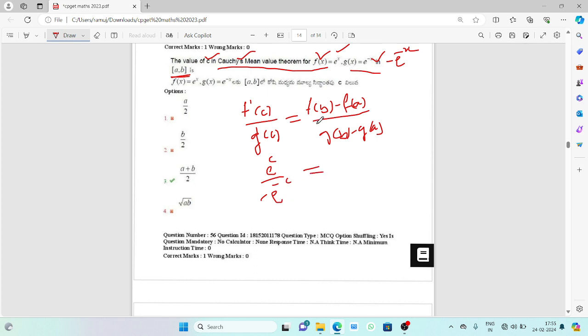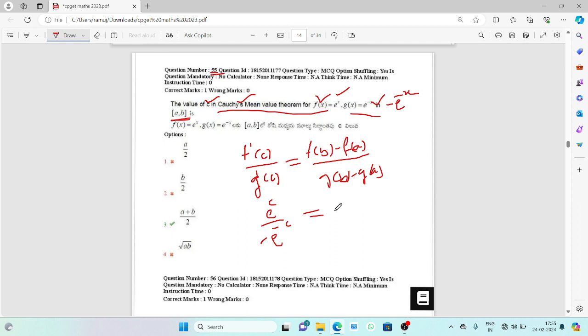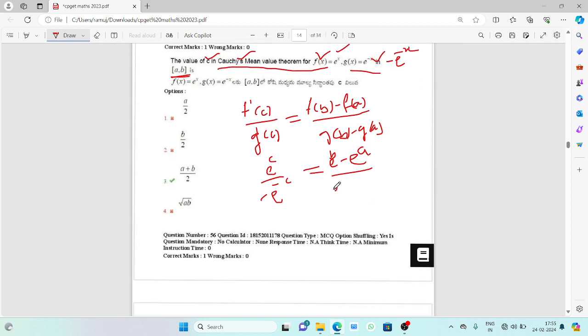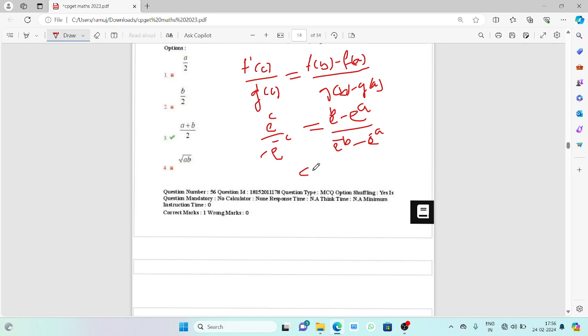That is equal to f of b, substituting b in place of x, so e power b minus e power a, divided by g of b, which is e power minus b, minus e power minus a, because the function g is e power minus x. If you simplify this one, you will get c equal to a plus b divided by 2. Taking the common factor e power b and writing the inverse of e power minus c, you will get simply c equal to a plus b by 2.